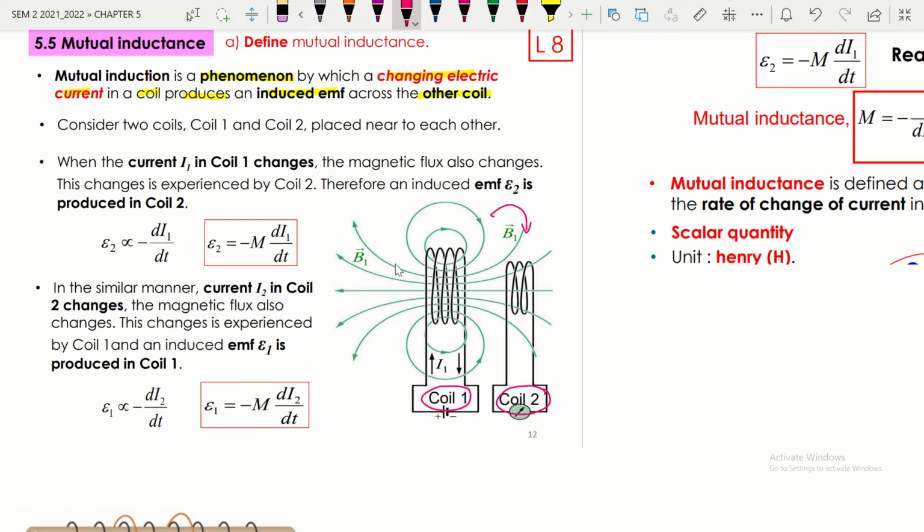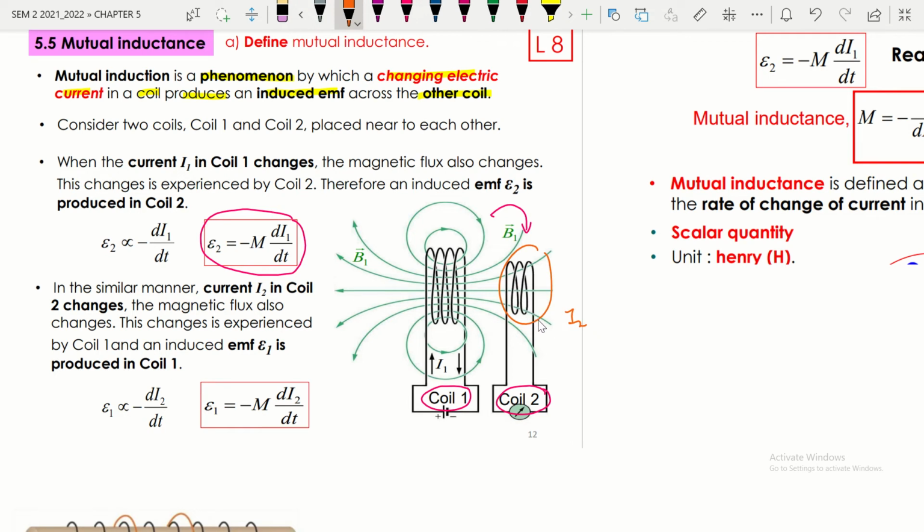So the induced EMF in coil 2, we will write it as induced EMF in coil 2 equals to negative mutual inductance darab dengan rate of change of current in coil 1. And it's vice versa, the same thing happens. Okay, for example, if there is a change of current in coil 2, the magnetic flux will also change.